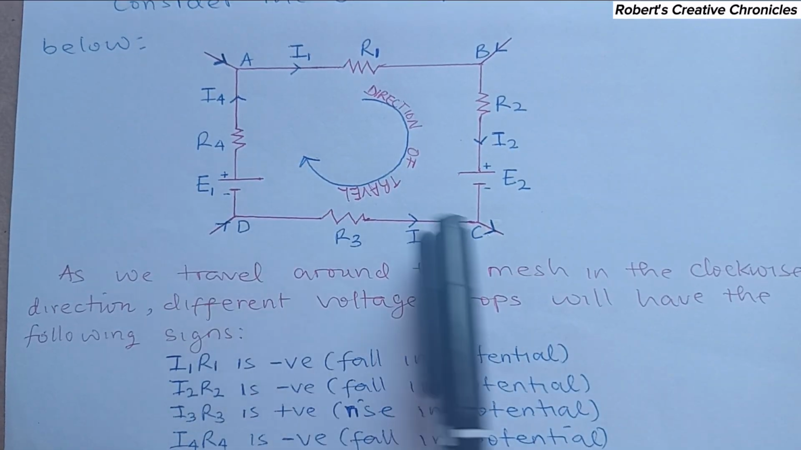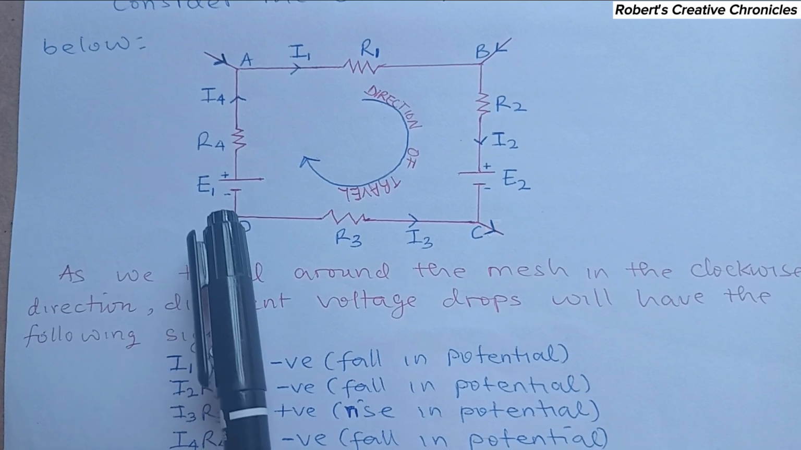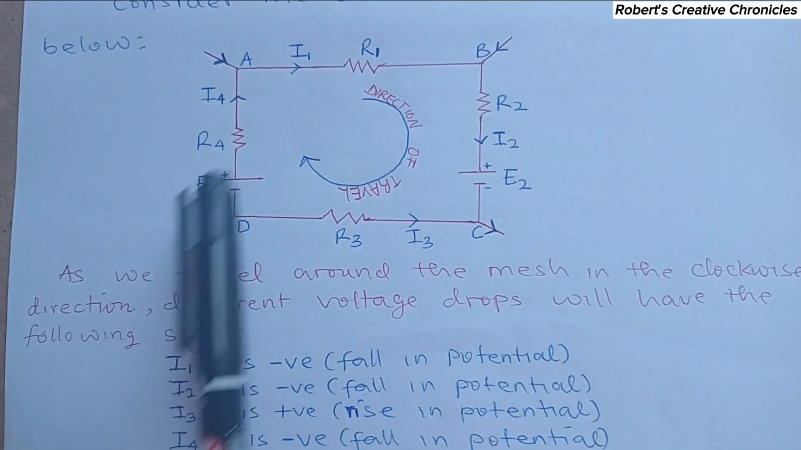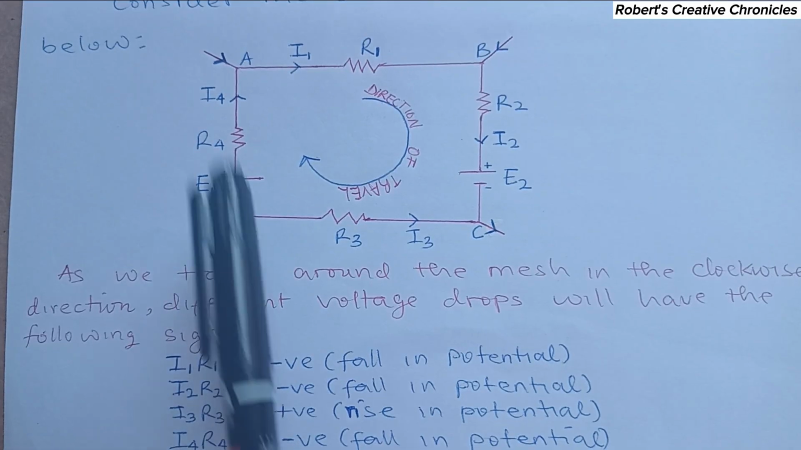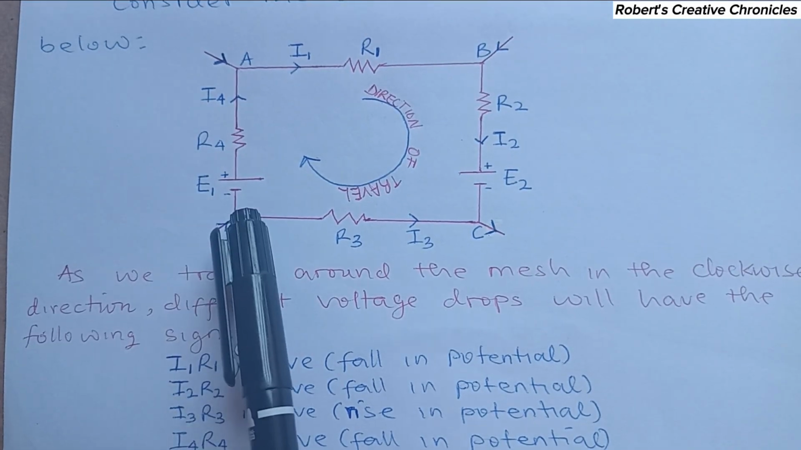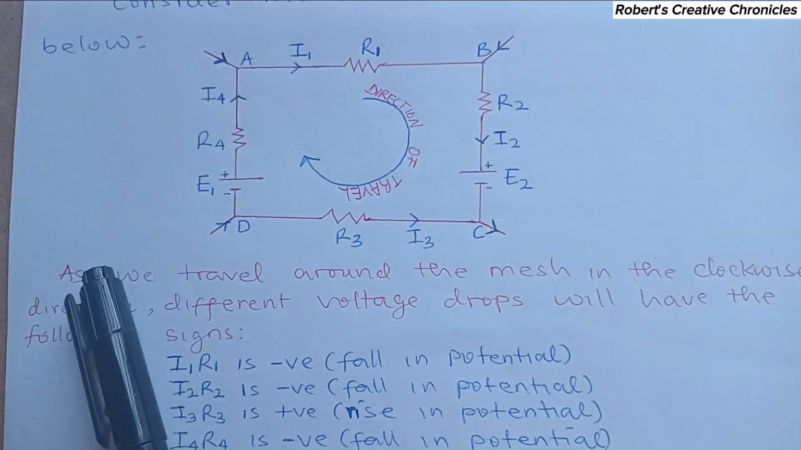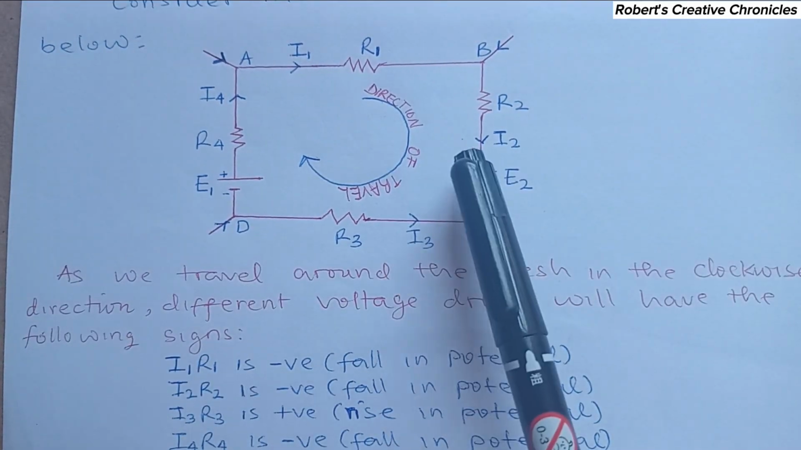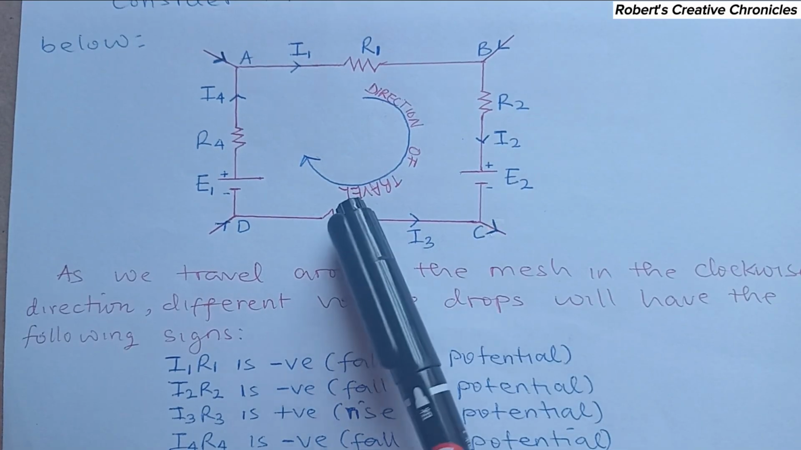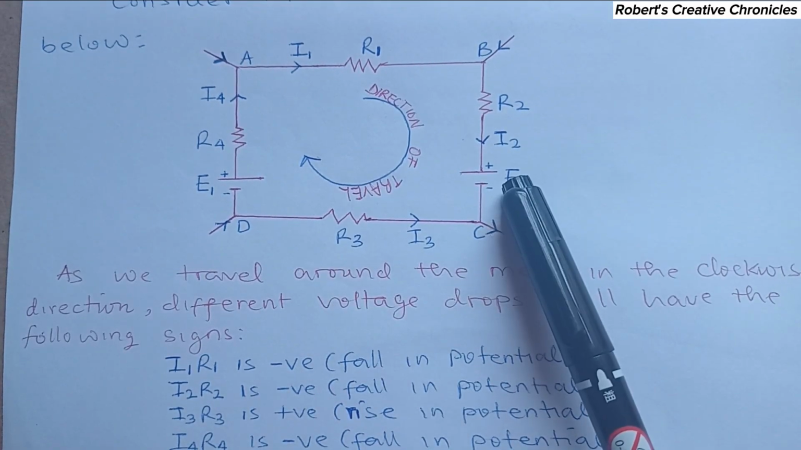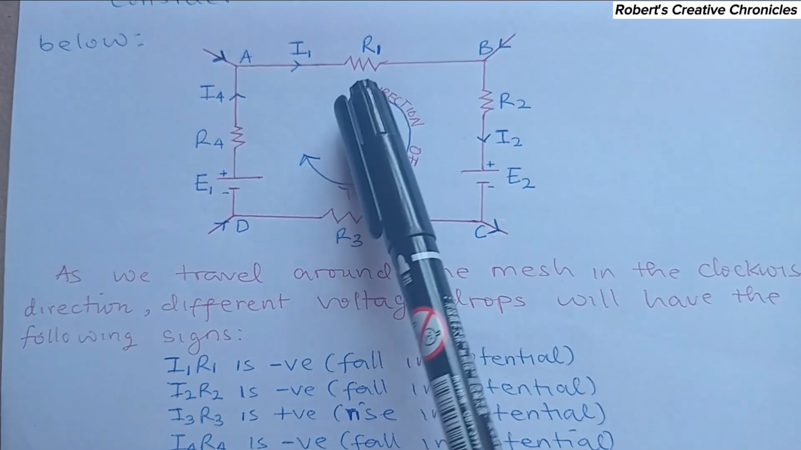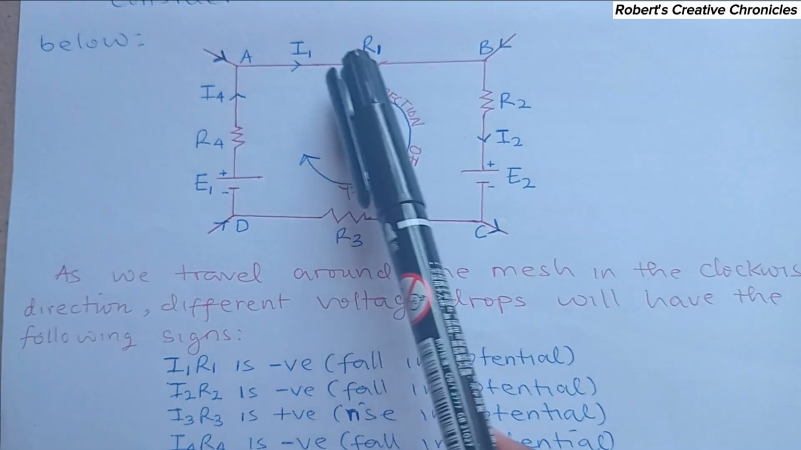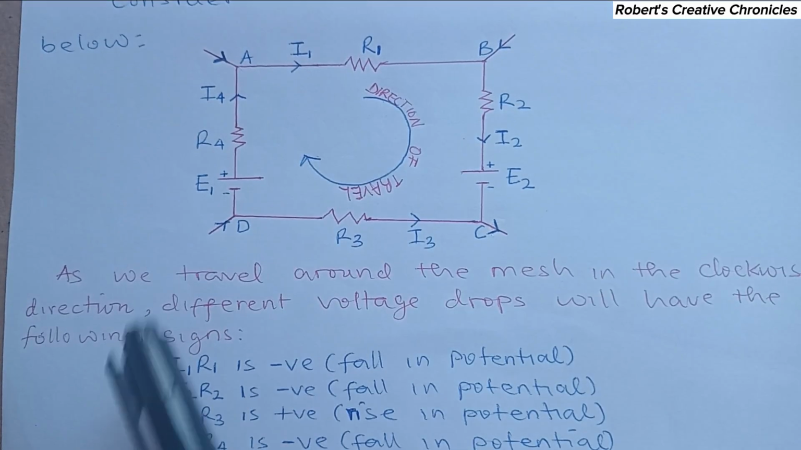I3 is moving from D to C. That means D is at a higher potential than C. And I4 is moving from D to A. That means D is at a higher potential than A. So here, the higher potential is usually given a positive sign, and the lower potential is given a negative sign. So we are moving in clockwise direction.